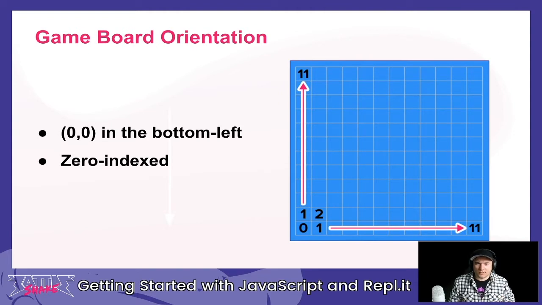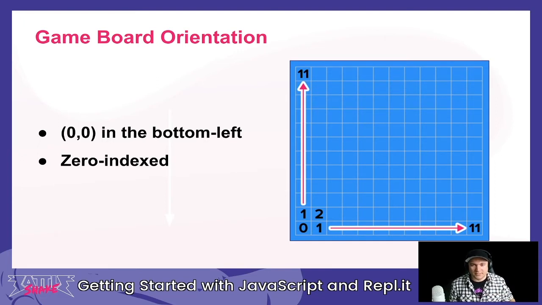The game board looks like this. It's oriented with the origin in the bottom left, so 0, 0 is in the bottom left, and it's all 0 indexed. So if your game board is 12 by 12, if your height is 12 and your width is 12, then your coordinates are going to go from 0 to 11, ascending in the positive y-axis and ascending in the positive x-axis. That's pretty straightforward, and that should be how you expect it to be, but we just want to clarify that because it's important when you start programming and trying to locate things on the game board.